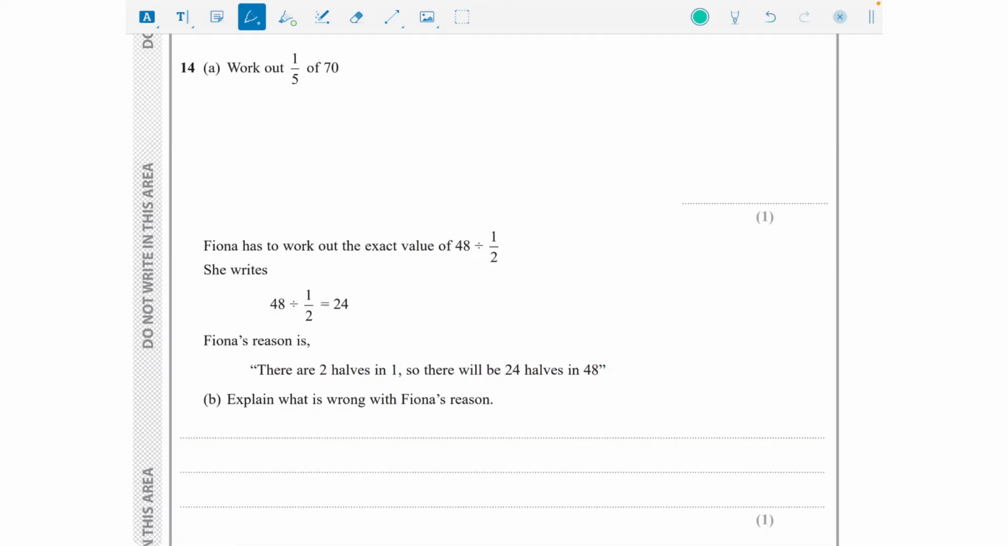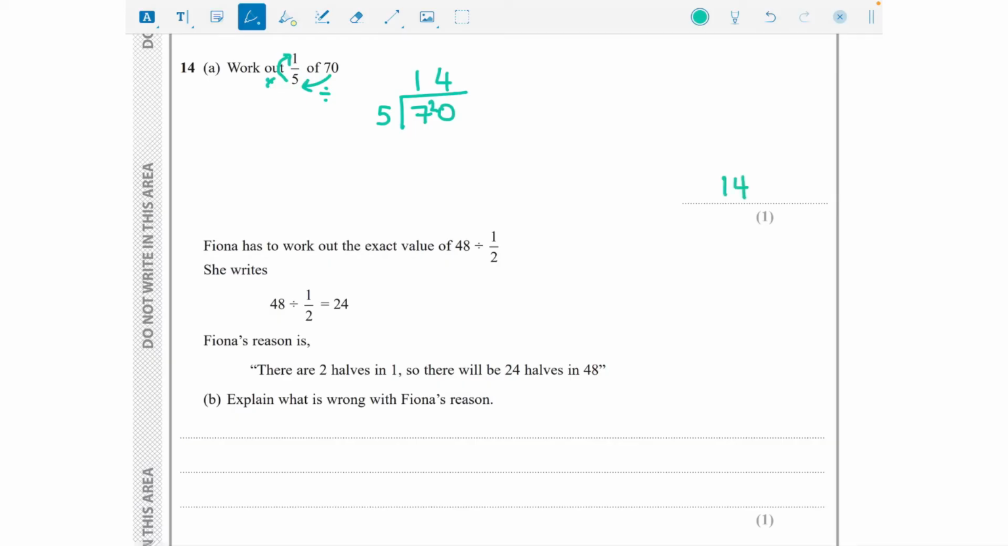Question 14, work out a fifth of 70. So for a fraction of an amount, we're going to divide by the bottom and then times by the top. So 70 divided by 5 and then times that answer by 1. Now 70 divided by 5, I'm going to use my bus stop method. How many 5s fit into 70? It fits one whole number of times with 2 left over. How many 5s go into 20? It fits 4 times, no remainder, so that's 14. So we're dividing by the bottom, and then the answer we get, we're timesing by the top. But in this case, we're just timesing it by 1, which keeps it the same, so that's 14.